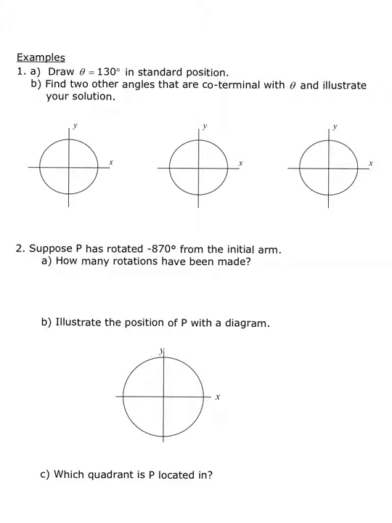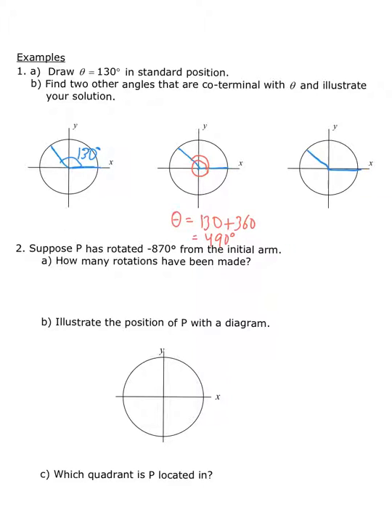Then find two other angles that are coterminal with that angle and illustrate the solution. To draw 130 degrees, I will start at my initial arm and draw my terminal arm over here because 130 degrees is obtuse. So this angle is 130 degrees. To find my first coterminal angle, I'm going to start at the initial arm, go around the circle one full rotation, and then keep going that extra 130 degrees. So I am at 130 and I add 360, which is 490 degrees.